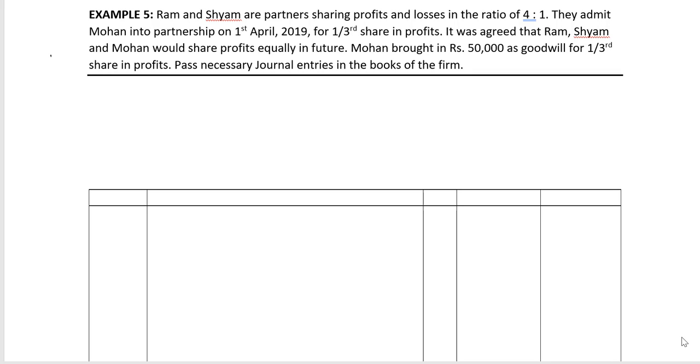Example 5. Ram and Shyam are partners sharing profits and losses in the ratio of 4:1. They admit Mohan into a partnership on 1st April 2019 for 1/3 share in profits. It was agreed that Ram, Shyam and Mohan would share profits equally in future. Mohan brought in rupees 50,000 as goodwill for 1/3 share in profits. Pass necessary journal entries in the books of the firm.